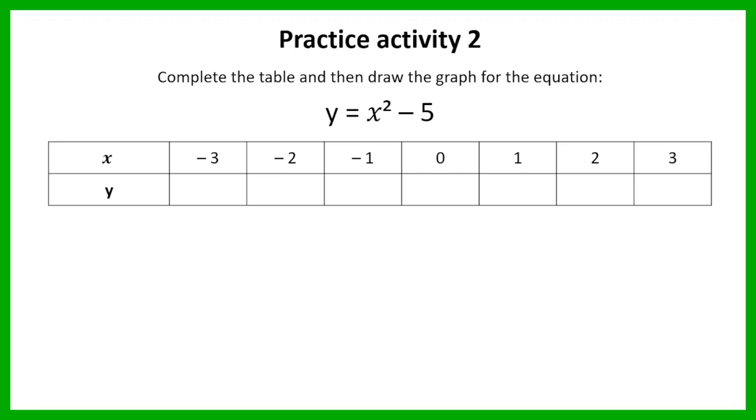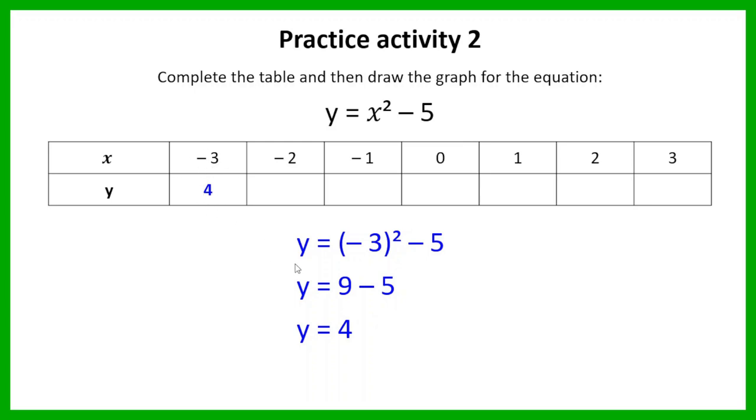Okay, so let's see what you should have got for this example. So first of all, to work out all the y values, we're going to be using substitution. So I'm going to substitute in my first x value of negative 3. That gives me y equals, in brackets, negative 3 squared minus 5. Now when you square the negative 3, you should have got positive 9 minus 5, giving you a y value of 4. So if x is negative 3, y is 4.